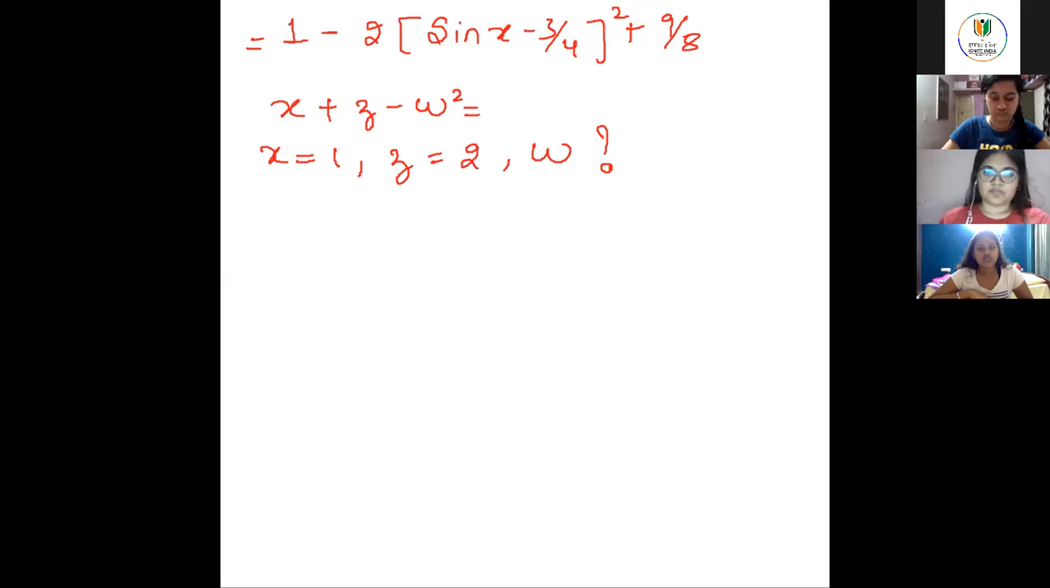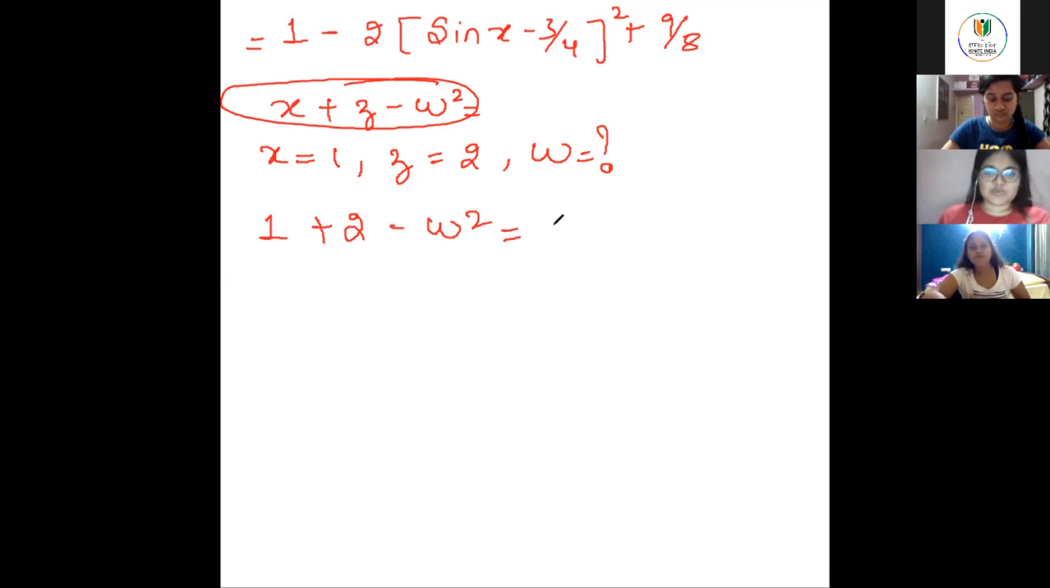3. What value of w should I take so that this function is maximum? You're telling me the full answer, that the maximum value is 3 for the function. What value of w should I take so that I can get a 3? Like that. So it has to be minus. So if I take x is equal to 1, z is equal to 2, and w square is equal to 3, that's what you're telling? Is this perfect, Ishana?